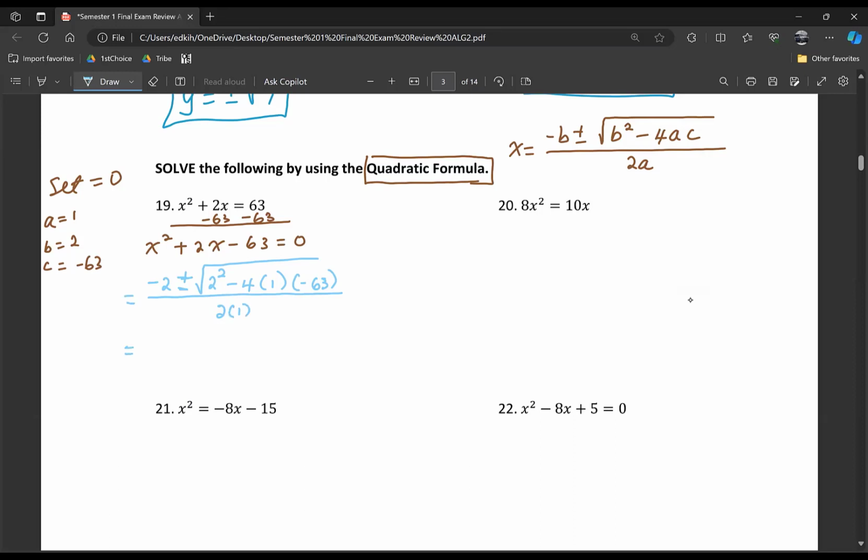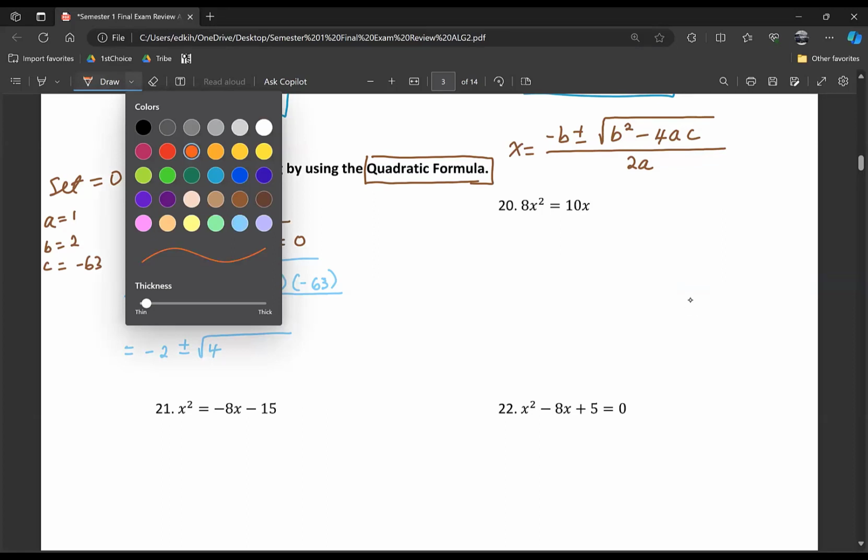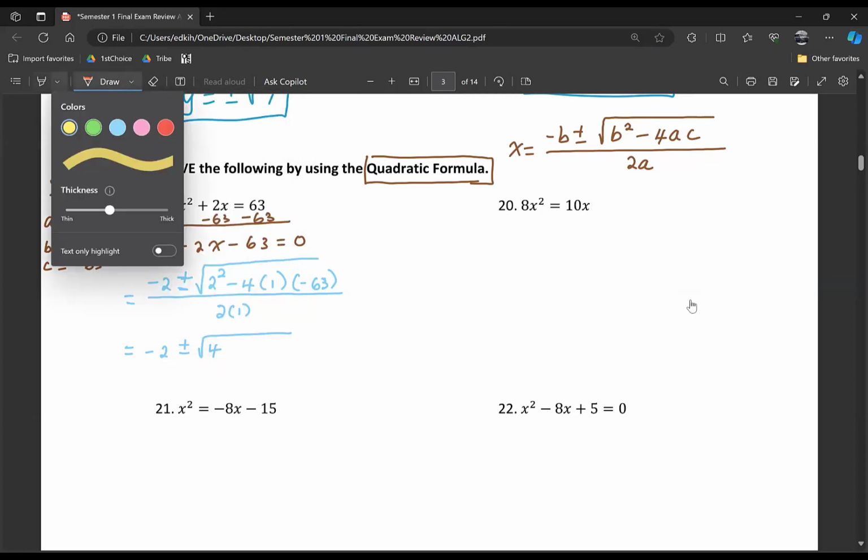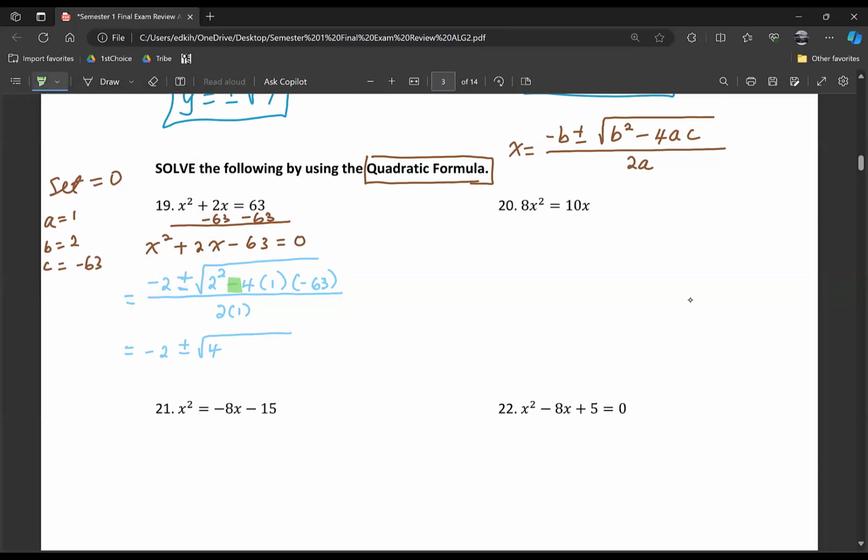Okay, and now we just simplify this. So negative 2 plus or minus square root. So you have a 4 in here. And then this is the part that I really need you all to be careful about, because most people make a mistake. I'm going to highlight this. When you're multiplying, please make sure that you are multiplying these 3 numbers. Include the negative 4. So make sure that it says negative 4 on your calculator. That is negative 4 times 1 times negative 63. So please make sure that you are multiplying by the negative that's right before the 4. Most people forget that. So this will end up being a positive number.